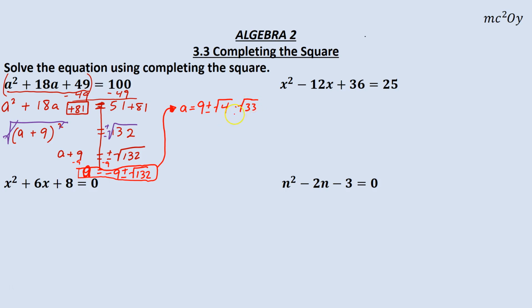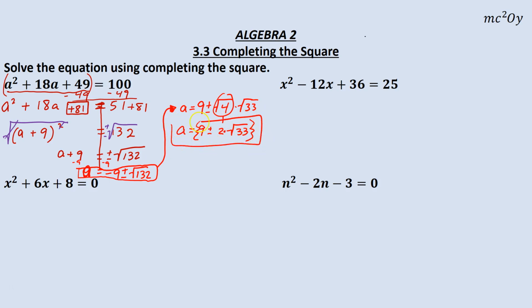Okay, so 33 times 4 is 132. And then root of 4 is actually 2. A would be equal to 9 plus minus 2 root 33. Now, you can't add the 2 and the 9 because you have to be able to multiply first, so you still would follow the order of operations. So at this point, you would be done.